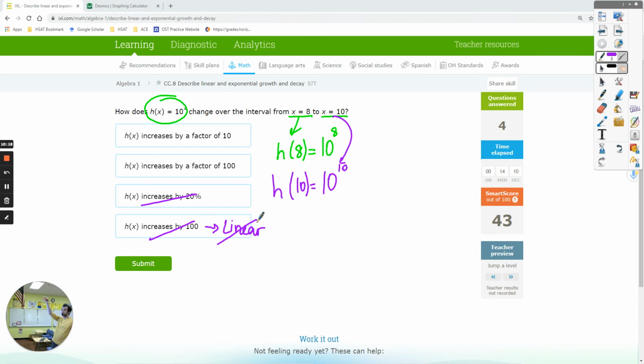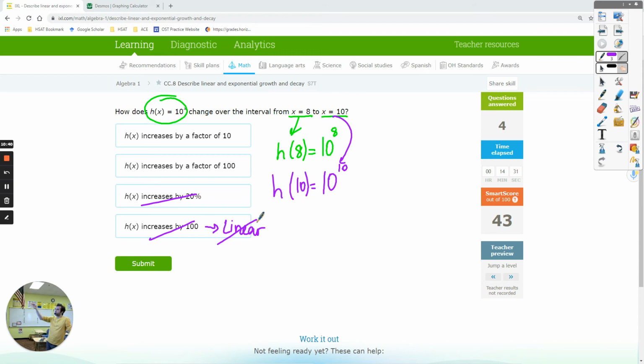It has an exponent, therefore it is an exponential function. If it says increases by a number, decreases by a number, then you gotta realize that that answer is talking about a linear function, which we don't have in this question. So now I know that my answer is either A or B. So right now you have two options.